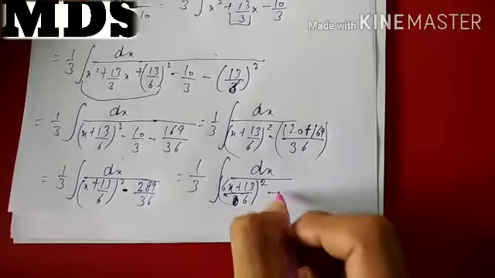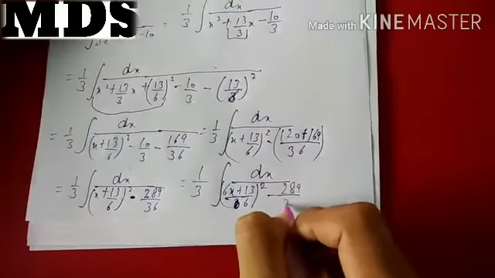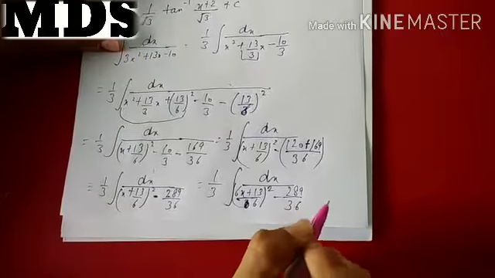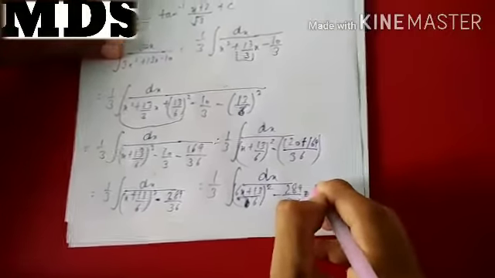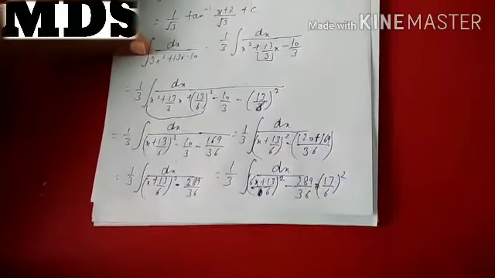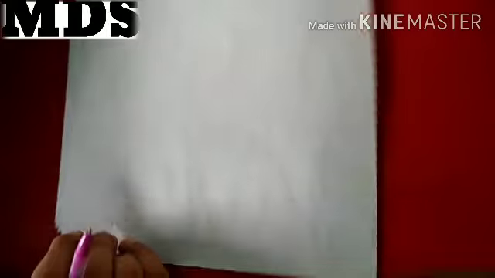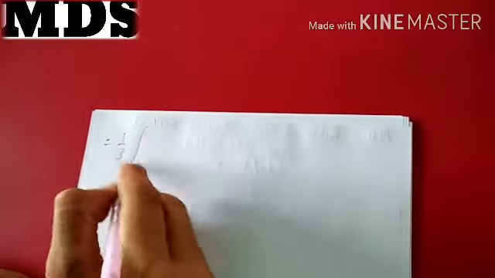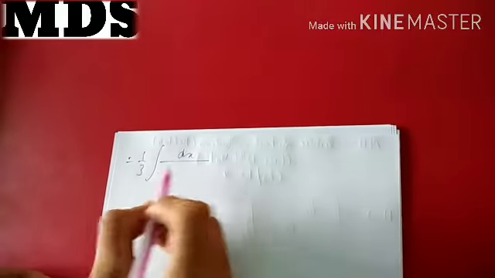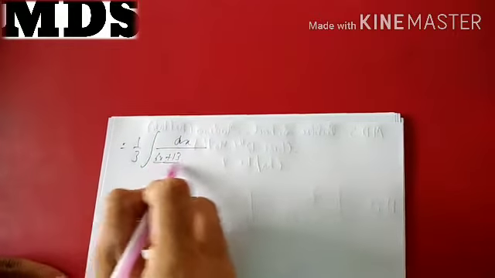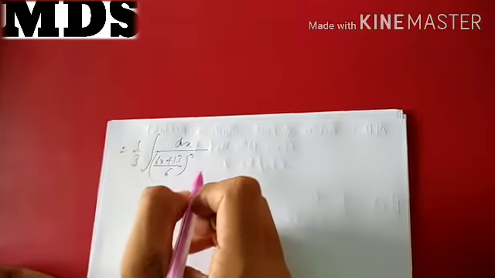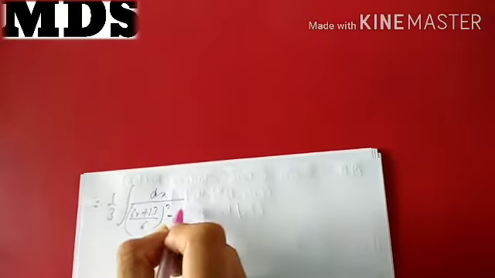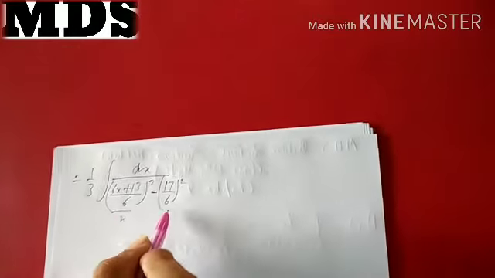This whole square minus 289 by 36. Okay. And in place of this I can write 17 by 6 whole square. So my question will be 1 by 3 into integration of dx by (6x plus 13 by 6) whole square minus (17 by 6) whole square. Now suppose it is x, it is a.